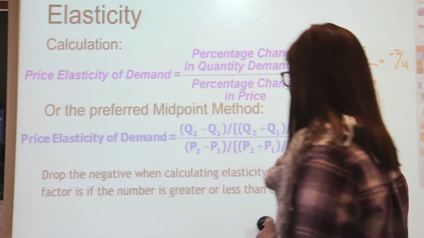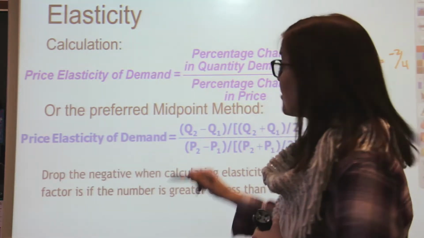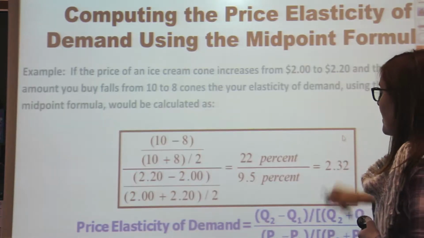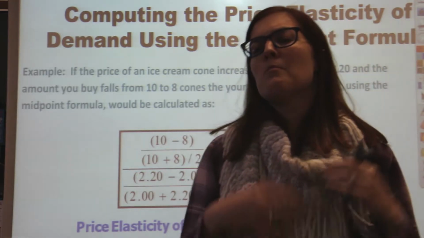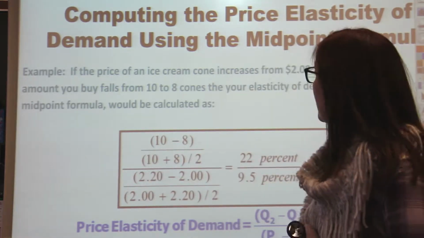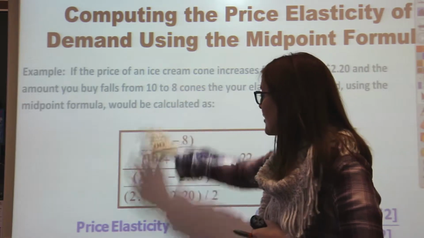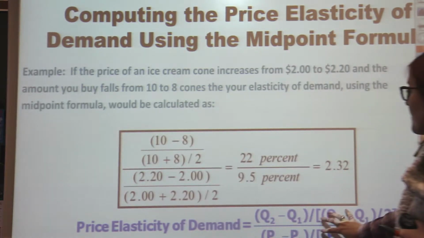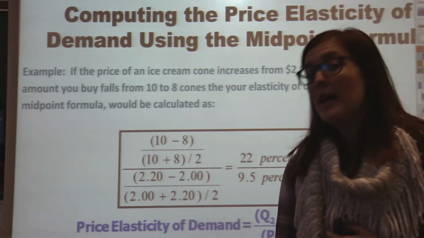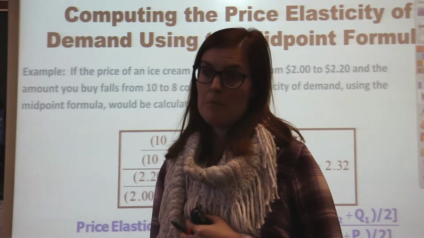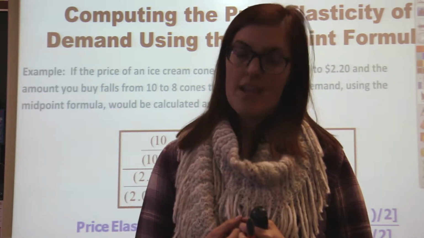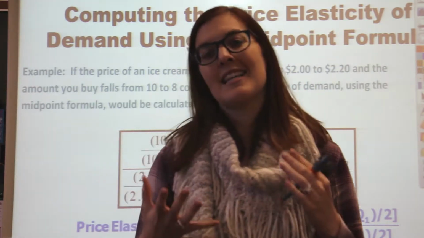Now the more preferred method is right here, the midpoint method. You still use absolute value, you still drop the negative sign. However, the midpoint method, which I have an example on the board, shows the more precise change in quantity over change in price. So if you have a range, for example, a price change and a quantity change, and you plugged it into the midpoint method right here, it would give you an elasticity of 2.32, which says that it's an elastic good, because if the number is greater than 1, the quantity change is greater than the price change. So that's how we calculate elasticity.